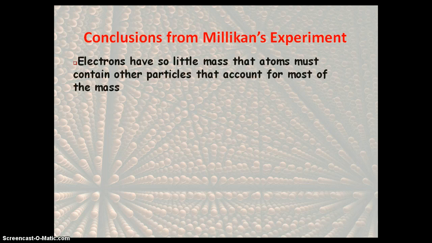Well, once he found the charge on the electron and the mass on the electron, he realized that electrons had very, very little mass. And what that told him was that there's something else inside the atom that is accounting for the rest of this mass, for the majority of the mass of the atom to be exact.